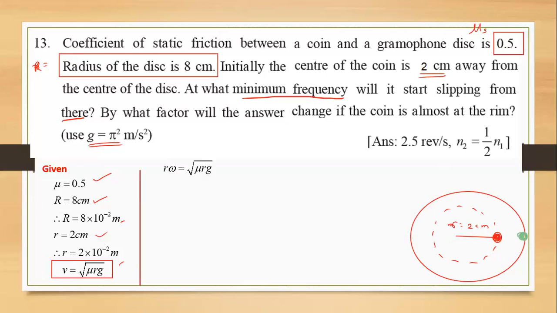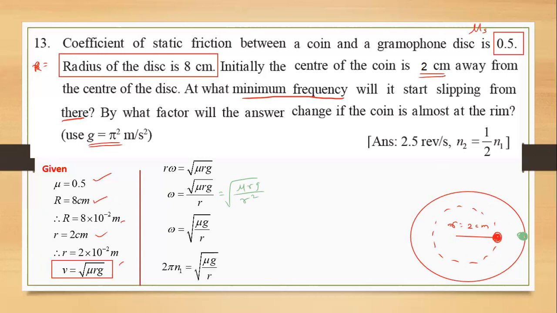Now here, the formula is v is equal to under root mu Rg. Now v is equal to R omega, that we know, so we substitute R omega here. Then omega we can write by transferring R to the right hand side. So omega is equal to under root mu g by R. When we transfer this R inside the square root, we write mu Rg by R square. Then R gets cancelled, so only one R is there. So this is the omega.